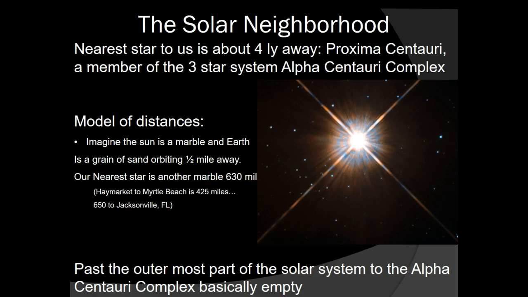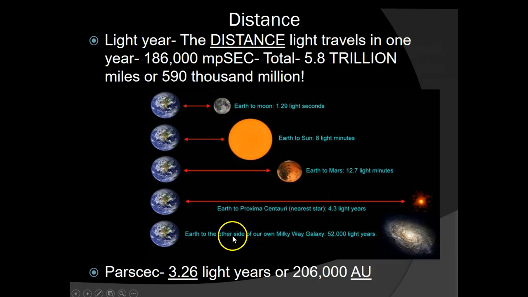And to give you an idea of how close that one is, imagine that our sun is a marble. Then the Earth would be about a grain of sand about a half mile away if we were doing this to scale. Our nearest star would be another marble 630 million light years away. So that would be from Haymarket to Myrtle Beach, or I'm sorry, from Haymarket to Jacksonville, Florida. That's how far away that would be. And that's our nearest star. And so basically everything between us and Alpha Centauri is completely empty.